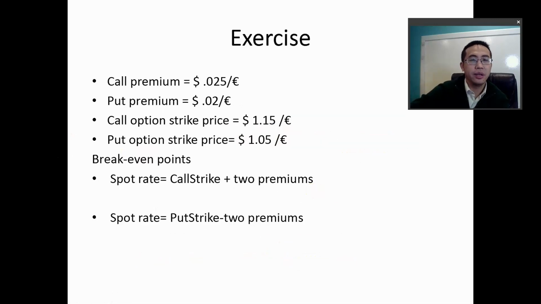Okay, so you can use this exercise, and spend 2 minutes to calculate the break-even points. The first break-even point is the call strike, which is 1.15, plus the two premiums added together, 0.045. So together that is 1.195. And the other break-even spot rate is the put strike, which is 1.05 minus 0.045. So that's going to give you 1.005 for the break-even point.